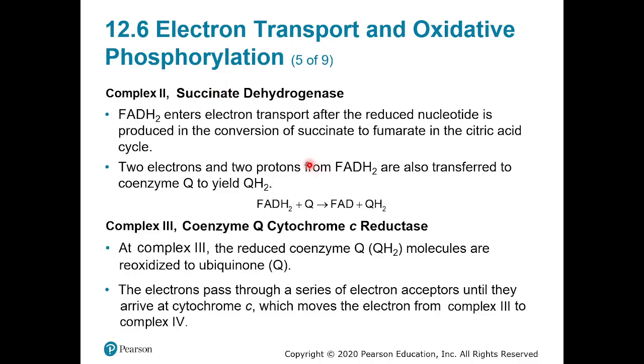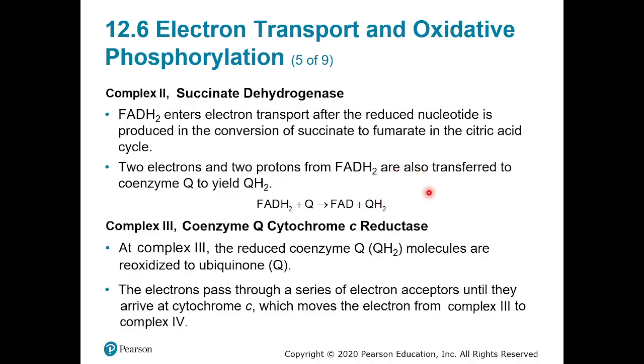All right. Now, the FADH2 is going to enter your electron transport chain. This is after the reduced nucleotide is produced in the conversion of succinate to fumarate in that citric acid cycle. And so the 2 electrons and 2 protons from your FADH2 are going to be transferred to coenzyme Q. This is going to give you QH2. And so this is going to be FADH2 plus Q gives you FAD plus QH2. So we've generated another QH2.